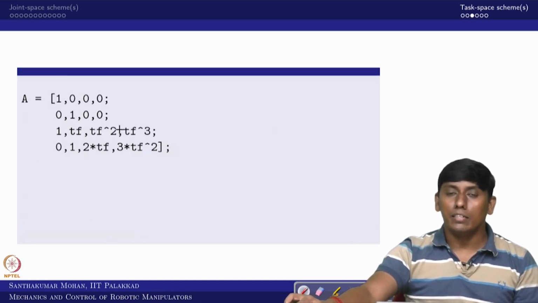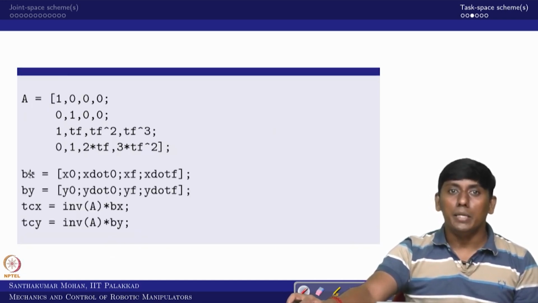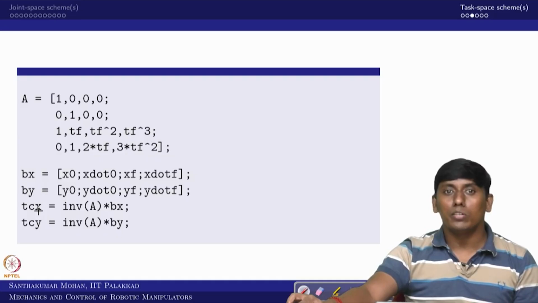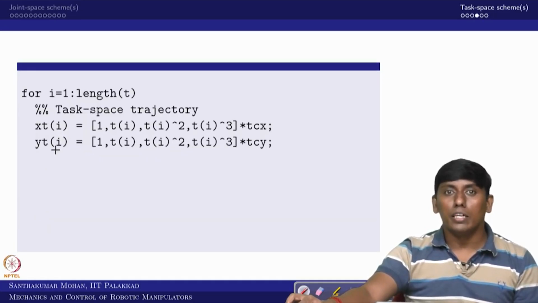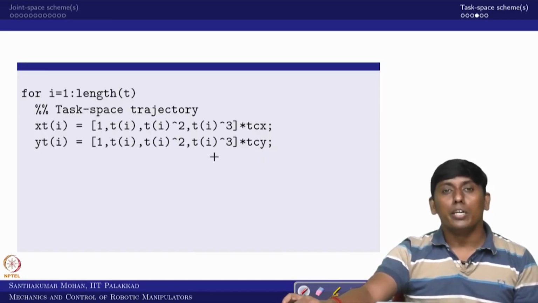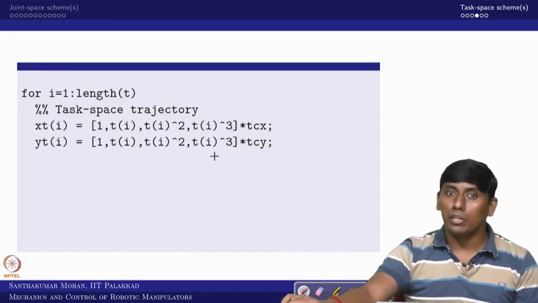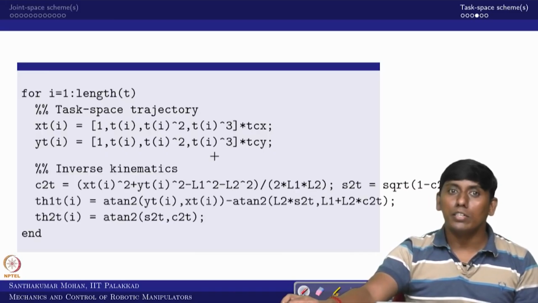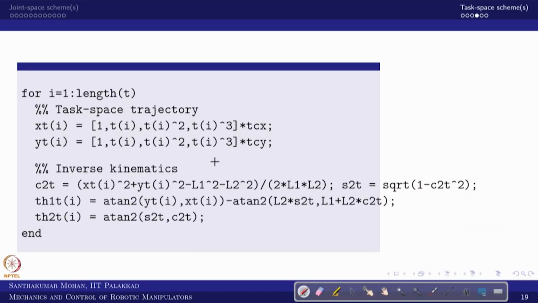We have taken the same A matrix, but Bx and By are two other vectors. Based on that, the coefficients we calculate are Tcx and Tcy. So xt and yt are written in terms of Tcx and Tcy, in the sense that the x trajectory and y trajectory are derived independently. In order to compare, we have done the inverse kinematics just to see how the theta profile will go. We have used the same plotting command.